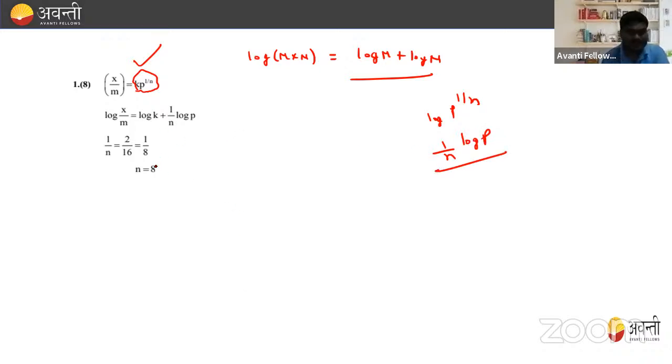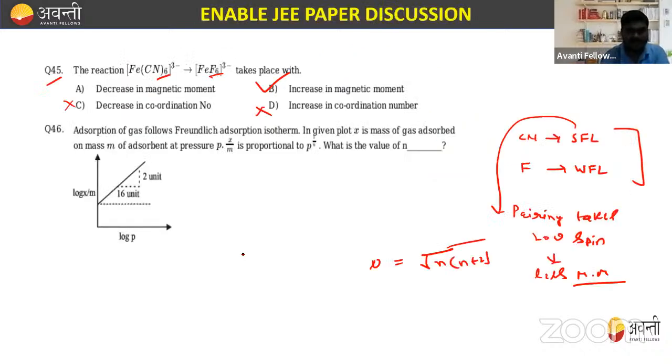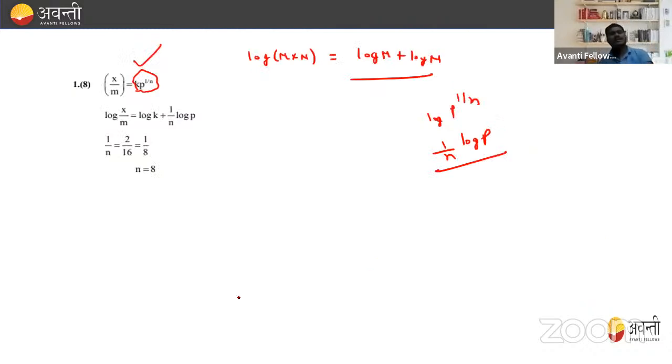So you have to equate this. What is 1 by n? 1 by n comes out to be 2 by 16. How can we say that? Just observe this curve. This is the y-axis, this is the x-axis. And what is the slope? That is 2 by 16, so 1 by n is the slope. The slope comes out to be 1 by 8. So what is n here? n comes out to be 8.